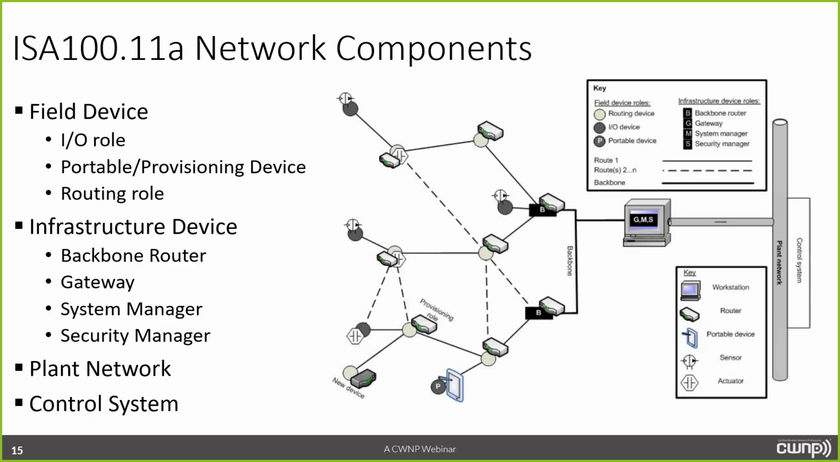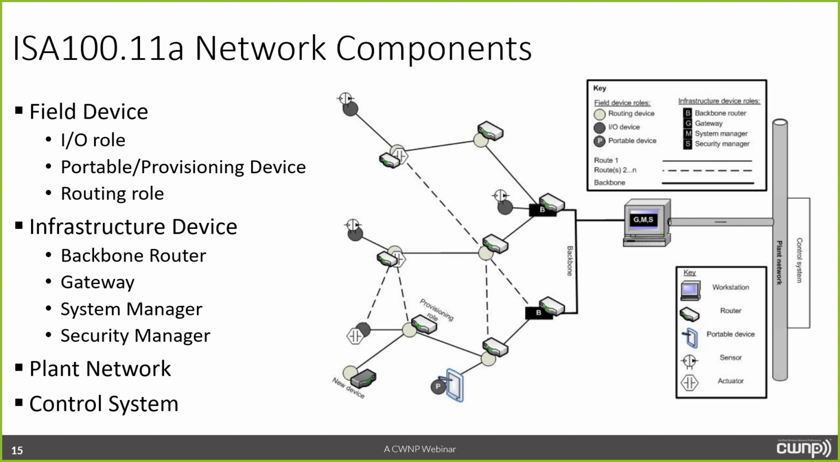The network components, similar in terminology, we have a field device. These field devices can be in an I/O role, a portable provisioning device, or a routing role device. So the I/O role is the device that you typically think of as the end device, right? It's the thing that you want to deploy. The portable device is a device that provides for provisioning, usually some kind of handheld device that you go around to provision the field devices with, the other field devices.